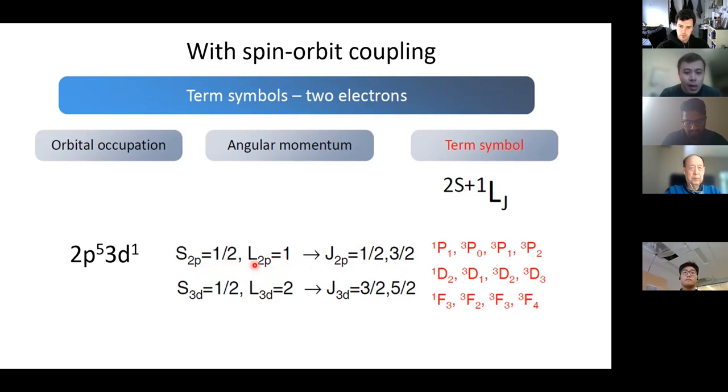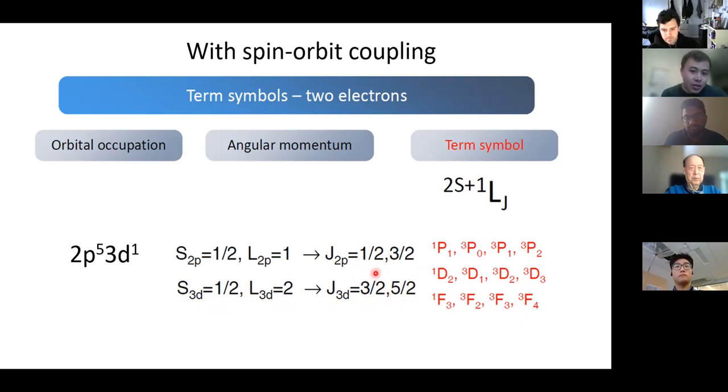And similarly, for the D electron, we also have this kind of coupling, right? We can have the same coupling for the 3D and for the D electron. So the D electron would be able to give different possible J's, right? So that's the 3/2 and 5/2.